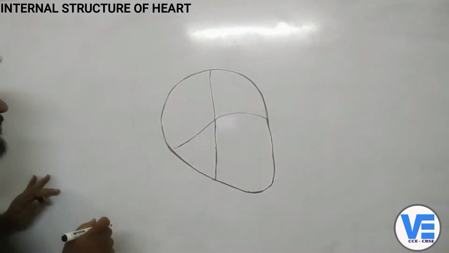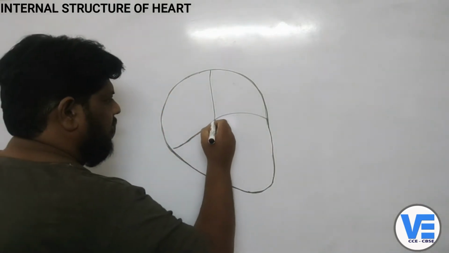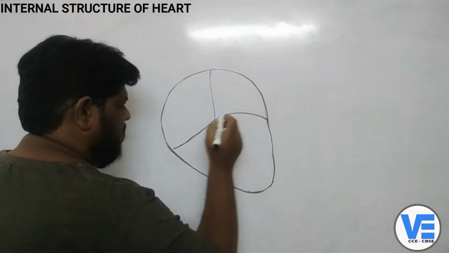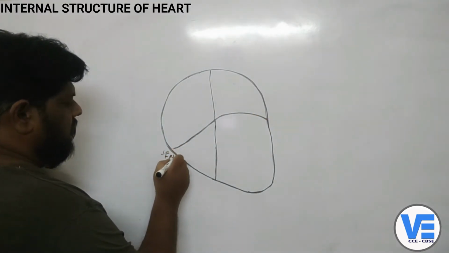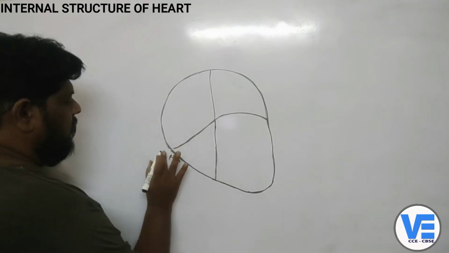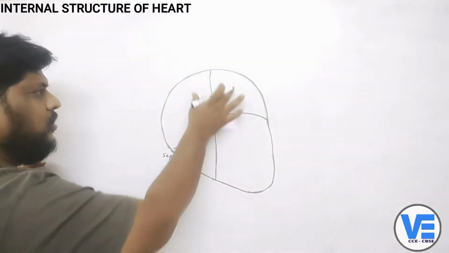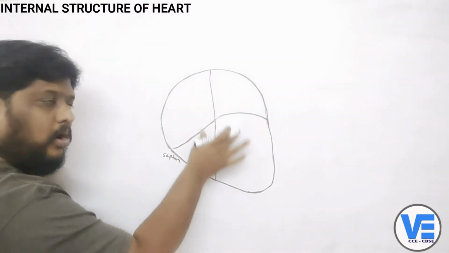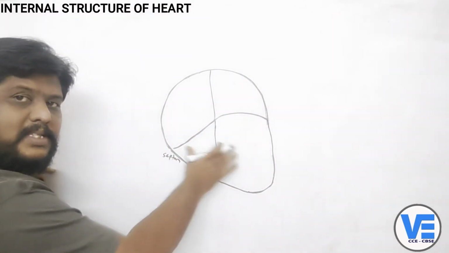So children, already we have seen that this is one septum, which is dividing the heart into two chambers, right? Auricle and ventricle. So this chamber is called as auricle. This chamber is called as ventricle.